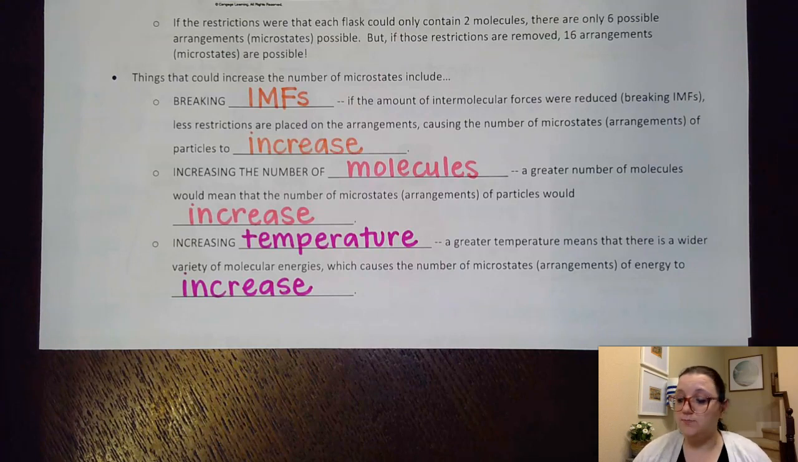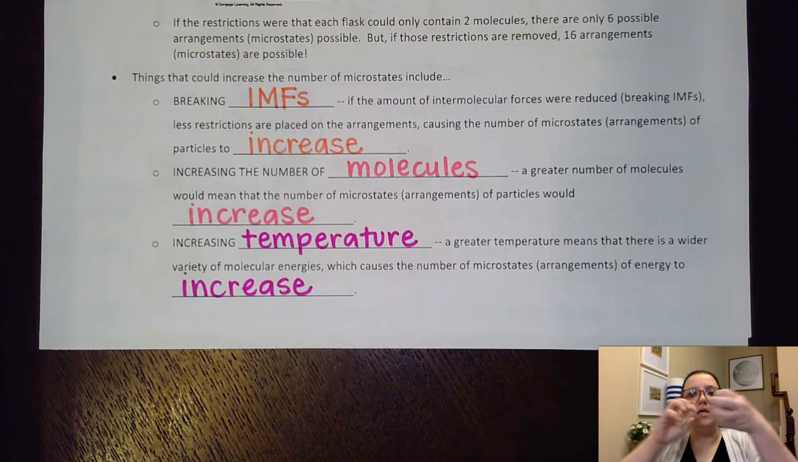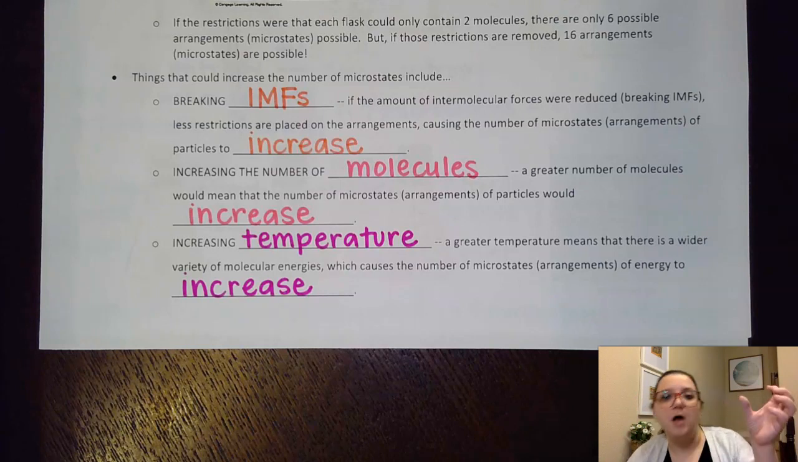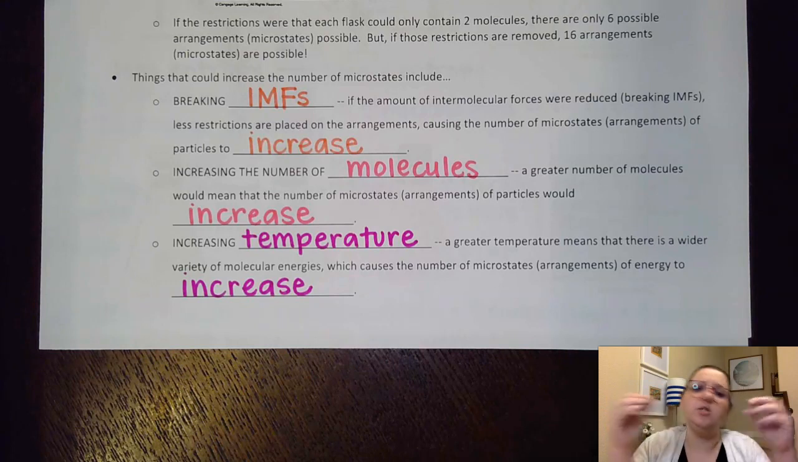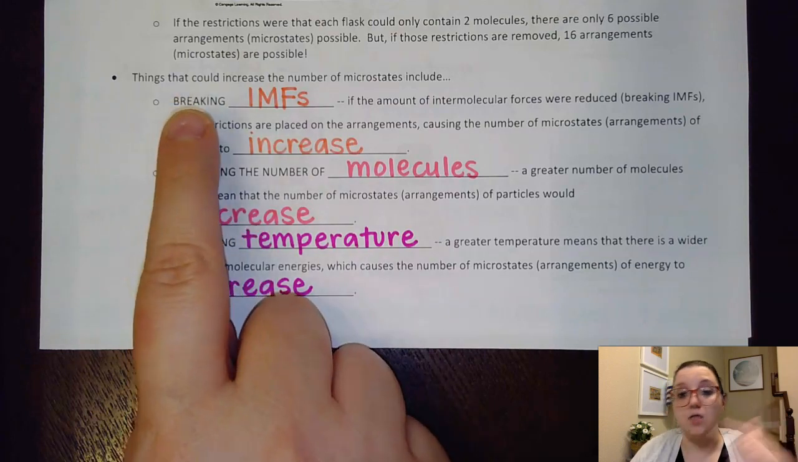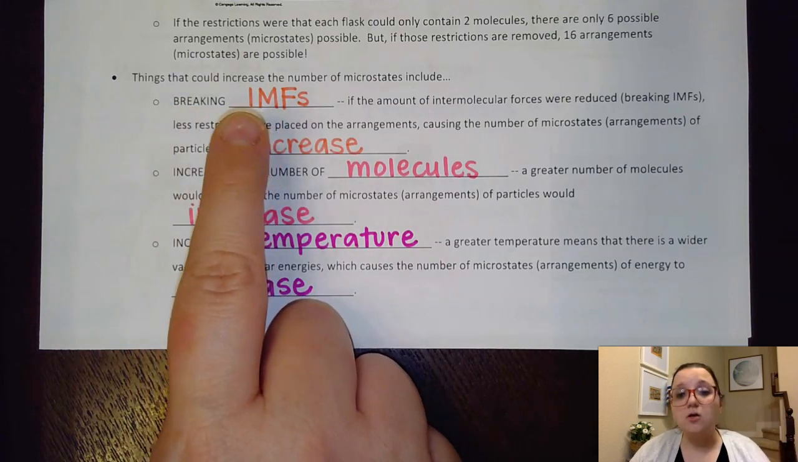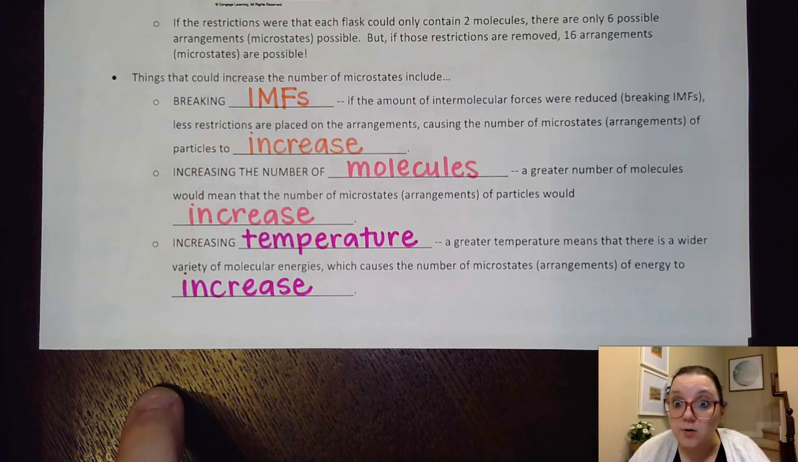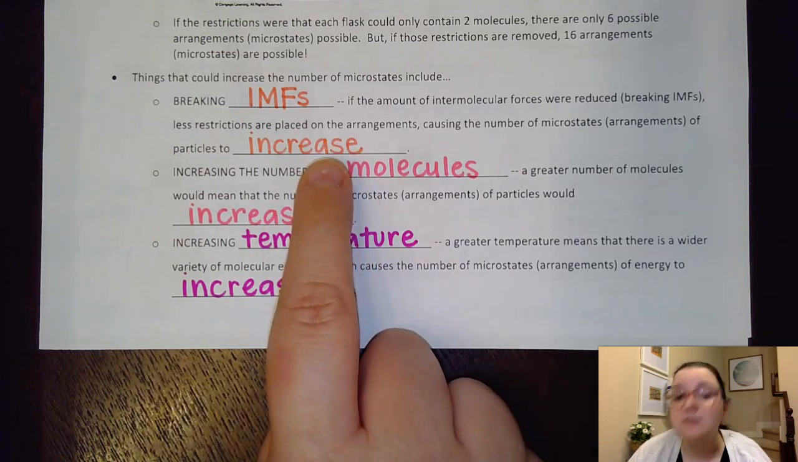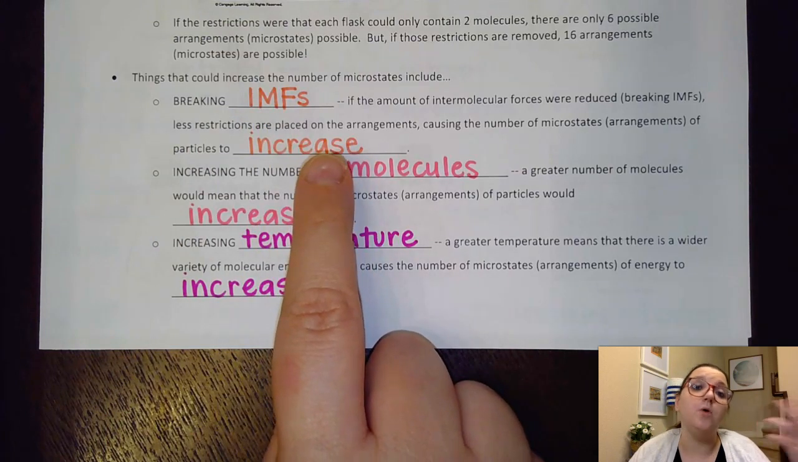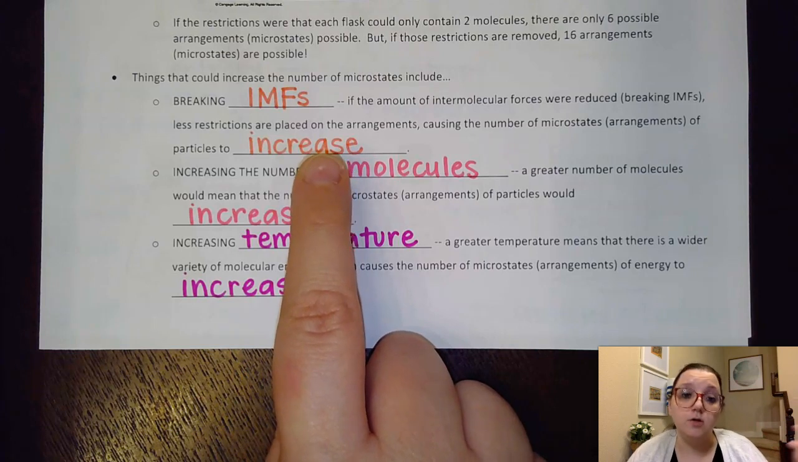The first of those is breaking intermolecular forces. IMFs are rules that dictate the arrangements that molecules could have. You have to have the partially positive and the partially negative attracting each other to make the IMF. It's rules for arrangements. So if I can break those IMFs, that could cause our number of microstates to increase. I have more possible arrangements of those molecules.